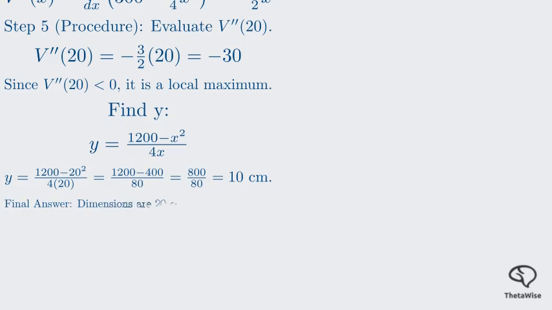The dimensions for maximum volume are a 20 centimeter by 20 centimeter base and a 10 centimeter height. The dimensions are 20 centimeters by 20 centimeters by 10 centimeters, and we can verify this with the memo. Excellent. We have now walked through a complete optimization problem, from setting up the equations to using the second derivative test to find the answer. You can now confidently apply the optimization procedure.